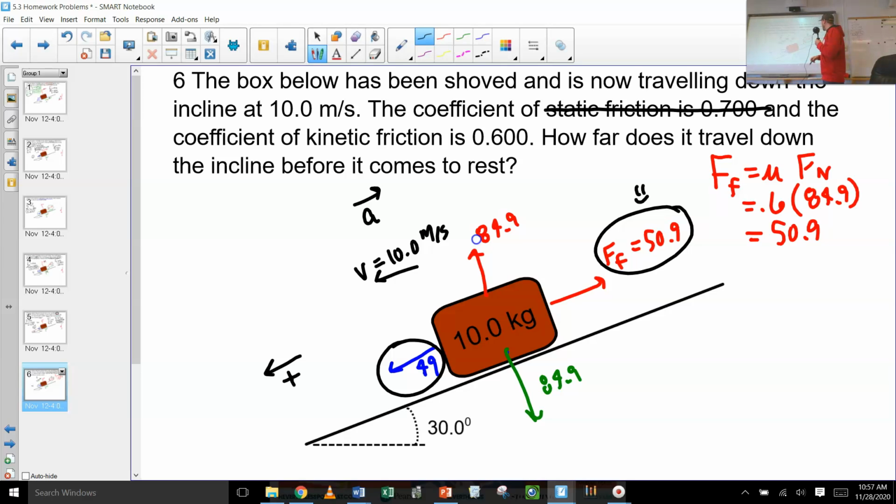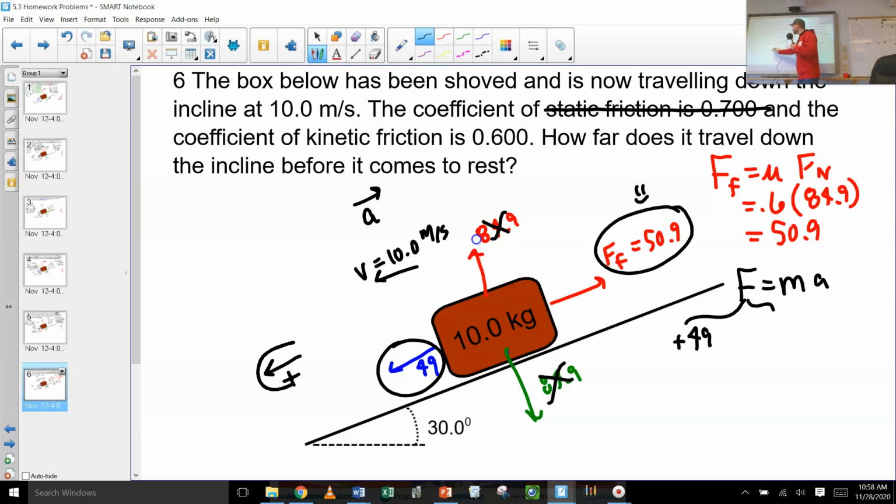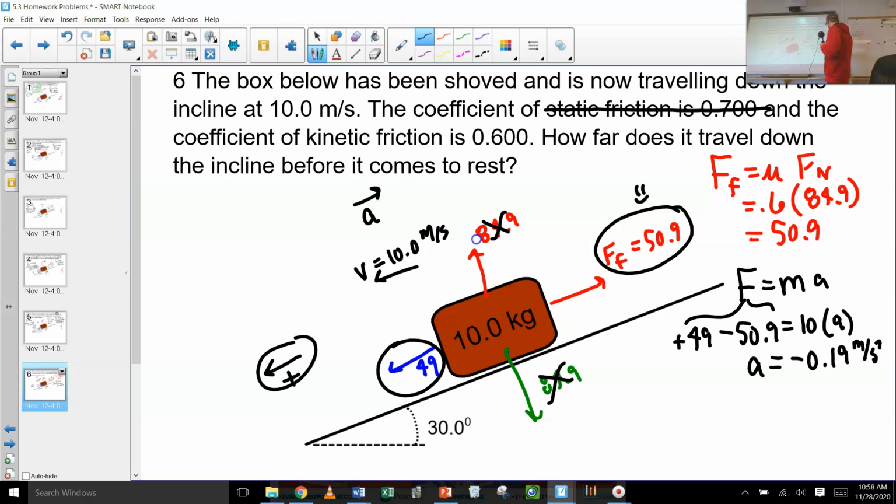So this thing is accelerating in that direction, and I can figure out what that acceleration is from F equals ma. My two opposing forces, these are canceled. So I've got a positive 49 because it's down the hill, and I've got a negative 50.9 because it's up the hill, and my mass is still 10. I can figure out my acceleration. It's like point something, pretty small. That's negative 0.19 meters per second squared. And that's uphill. That's kind of important. It's accelerating up the hill.